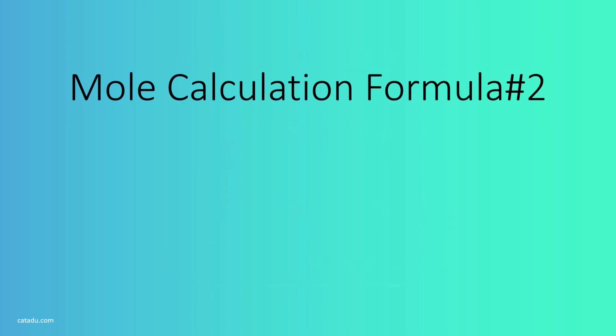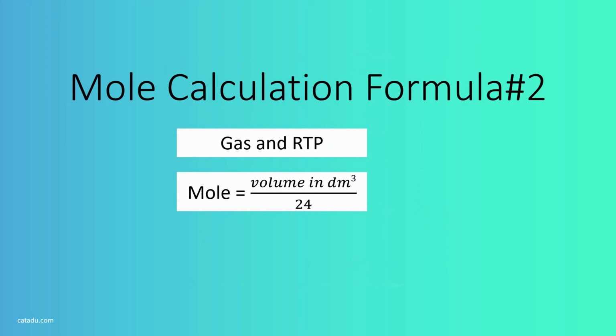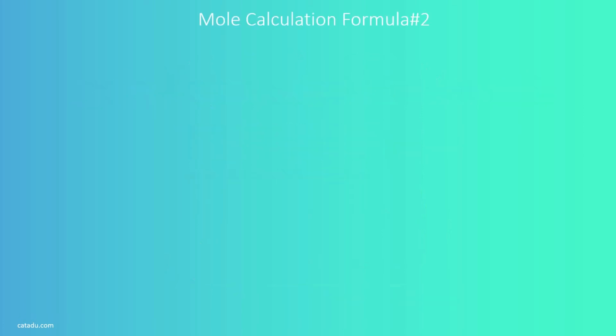Mole calculation formula number 2. In this case, we'll use gas at RTP. The formula is mole is equal to volume in dm cube divided by 24. 1000 cm cube equal to 1 dm cube. You have to use this formula. Let's see.